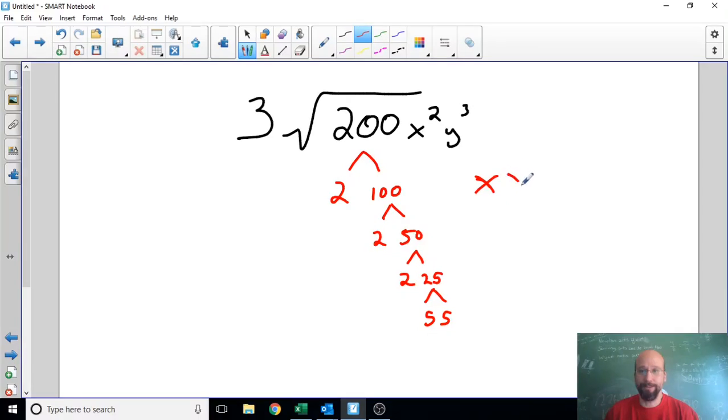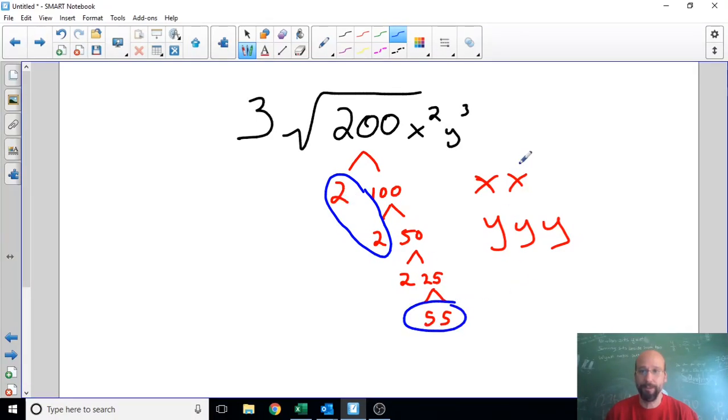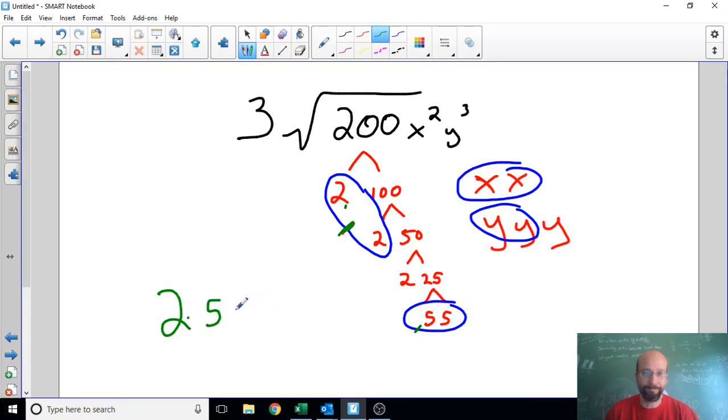X squared is 2 x's, y cubed is 3 y's. And now I'm going to circle my pairs, my groups of two numbers. So I have two 2's, I also have two 5's. I have two x's, and I have two y's. So on the outside, let's use green, I have one 2 on the outside, I have one 5 on the outside, I have one x on the outside, and I have one y on the outside.